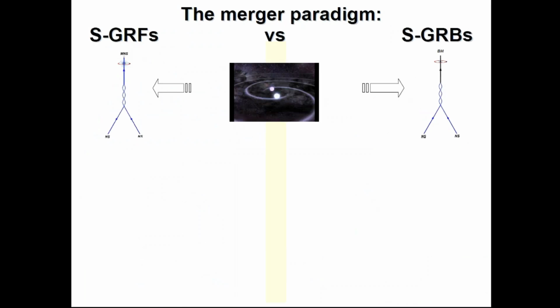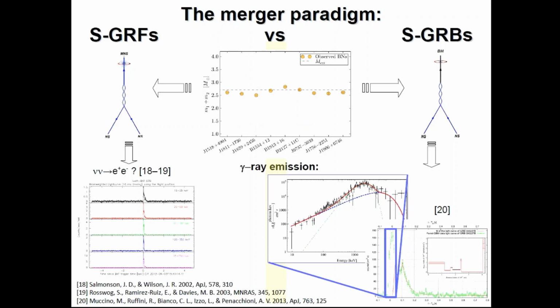Now in the merger paradigm you have these short gamma-ray flashes, which are sources with isotropic energy lower than 10^52 erg, and authentic short GRBs on the right side, with energy larger than 10^52 erg. I can go on. I put here the picture.